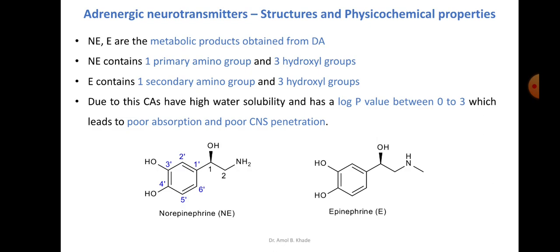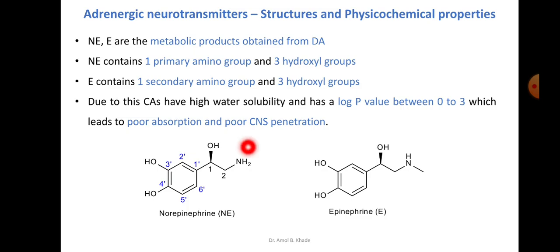Norepinephrine, as you can see in the structure, contains one primary amino group. This amino group has two hydrogens, so it is primary in nature. And there are three hydroxyl groups: two hydroxyl groups from the catechol nucleus and one hydroxyl group which is beta to this particular position. So there are three hydroxyl groups and one primary amino group constituting the structure of norepinephrine.